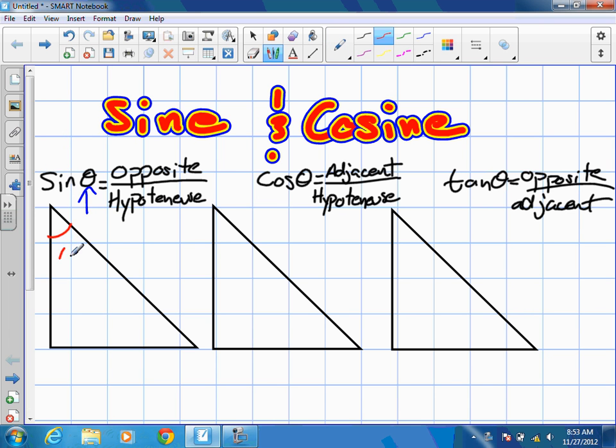It'll be the angle at the top here. This will be our unknown angle. We'll call it theta. Okay? Unknown angle. Sine is equal to the opposite. Well, the opposite side is the side that does not touch the angle, so this is considered the opposite. Okay? Opposite divided by the hypotenuse.